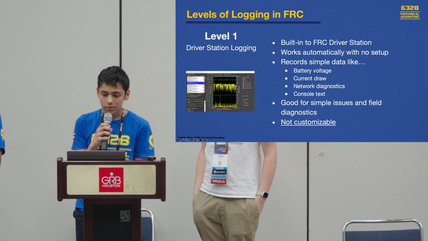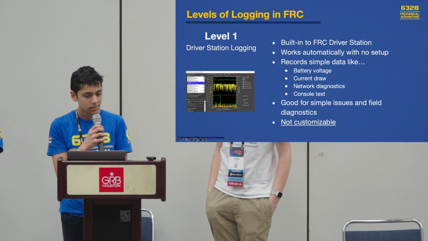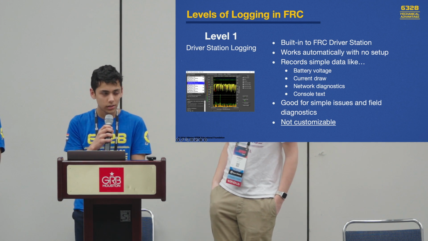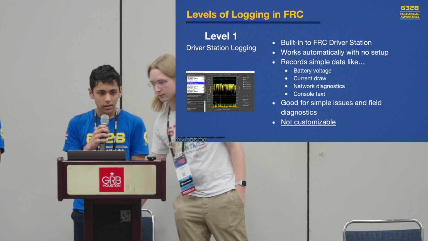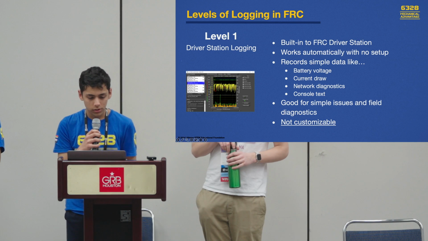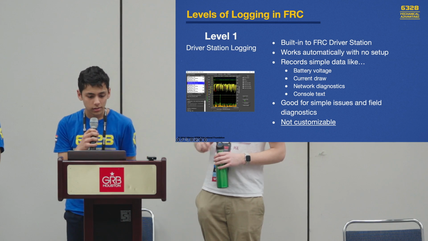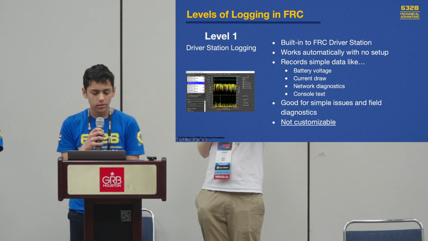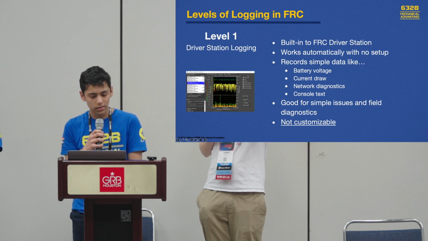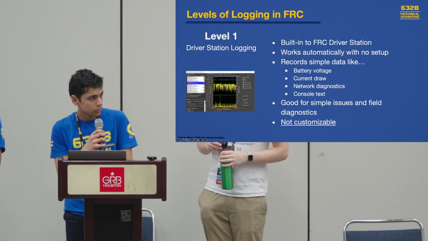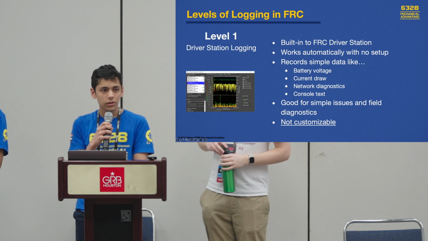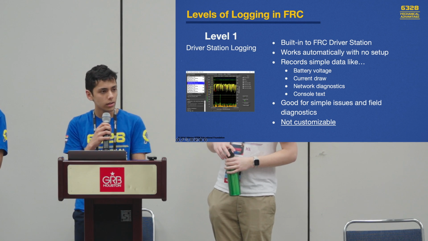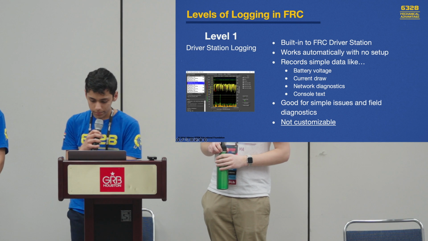So level 1 is driver station logging. And this is easy to set up. It's actually built into the FRC driver station. This is all automatic. And you can record simple data such as your battery voltage, your current draw, your network diagnostics, console text, anything you decide to print out. And this is easy to use and good for simple issues in field diagnostics, but it's not very customizable. So you may find that some fields that you want when you're analyzing your logs you don't have.